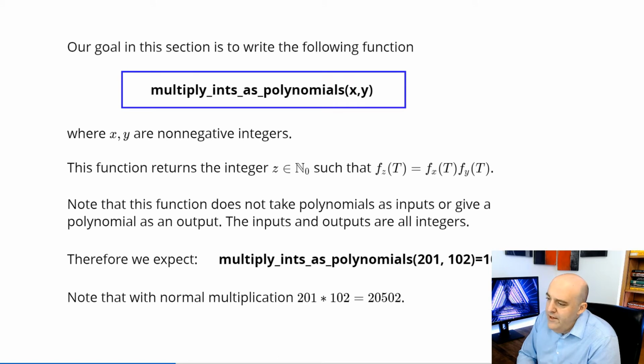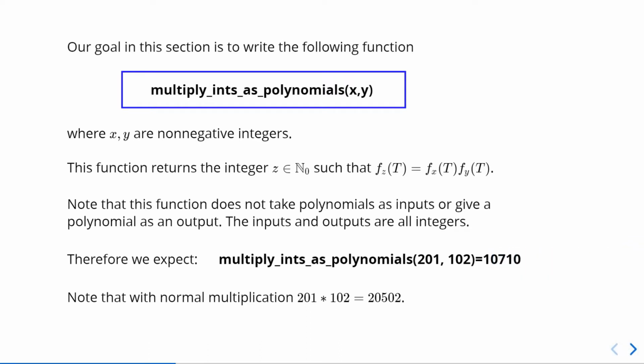So our goal of this section is to write a little Python function. We want to multiply integers as if they were polynomials in F2 of t. So imagine we're given two integers x and y, non-negative integers, and we look at the associated polynomials fx of t and fy of t, and we multiply them, and then we call that product fz of t. We want to write a Python function which returns that number z. So in that last example we did, if we put 201 and 102 in for x and y, we would like the function to return 10,710.